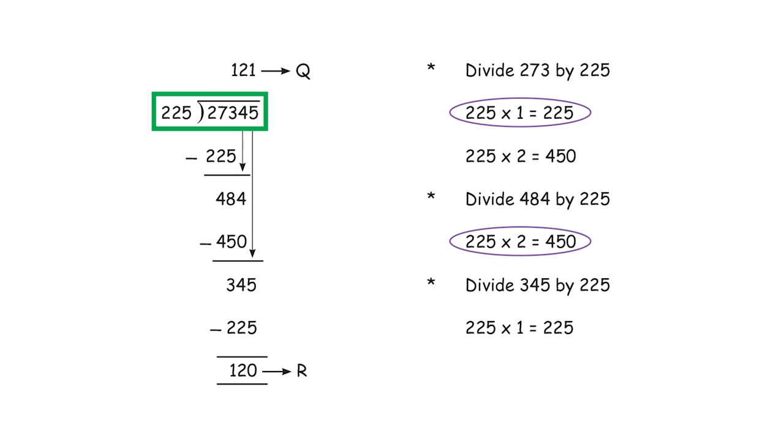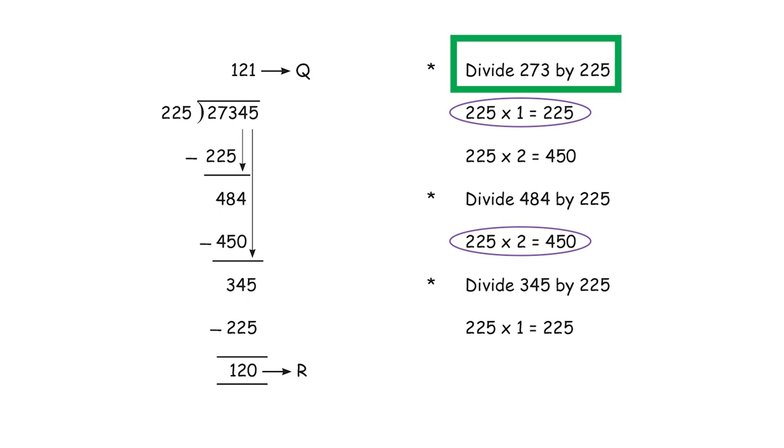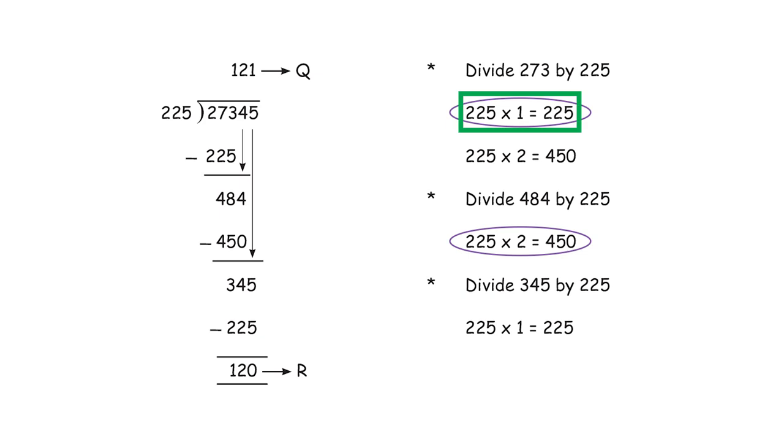27,345 divided by 225. The first step is to divide 273 by 225. We know 225 into 1 is 225. 225 into 2 is 450. So let's take the first product, 225 into 1. Let's write it down. Now we have to subtract. 273 minus 225 will give you 48. And then you bring the 4 down.